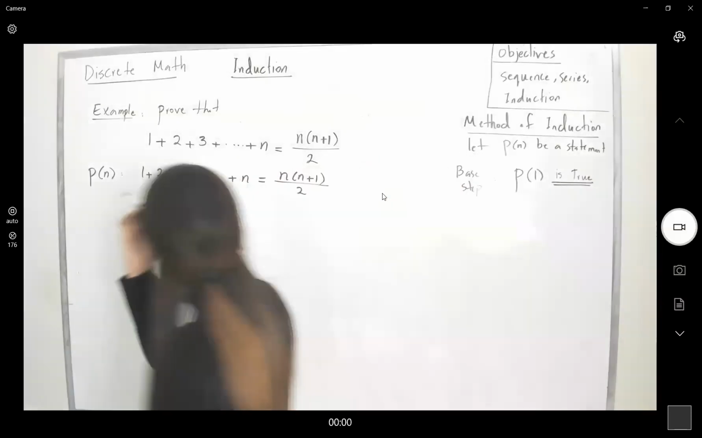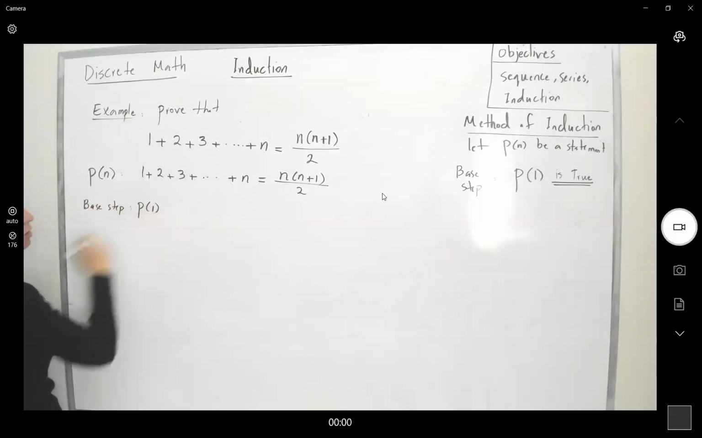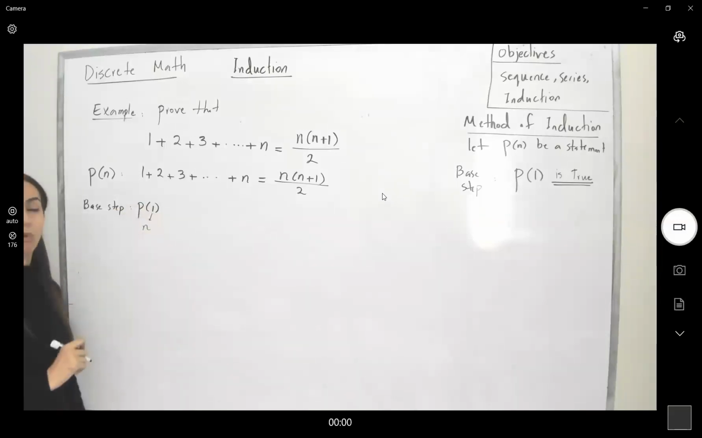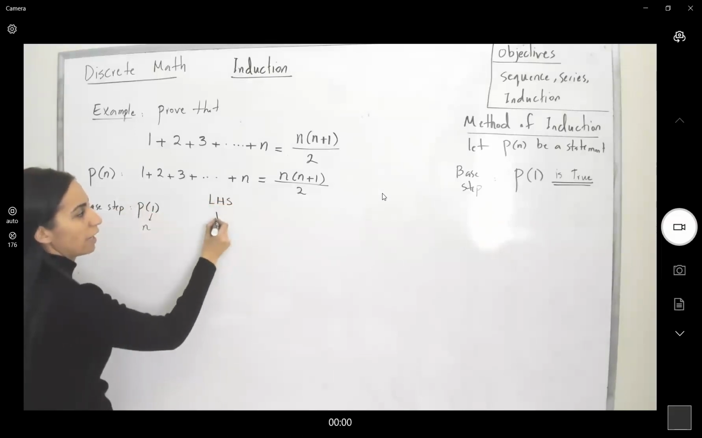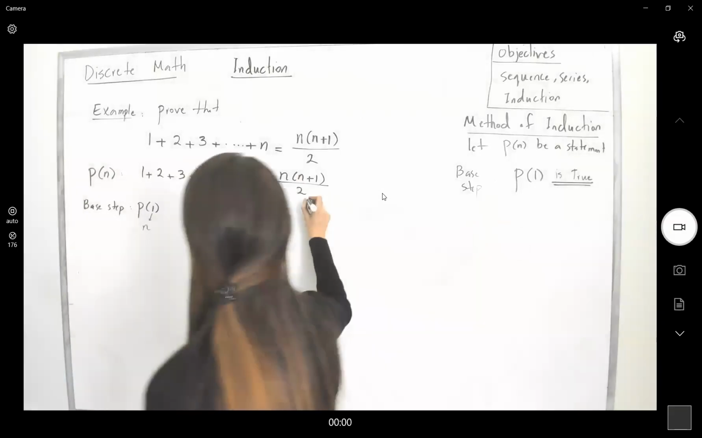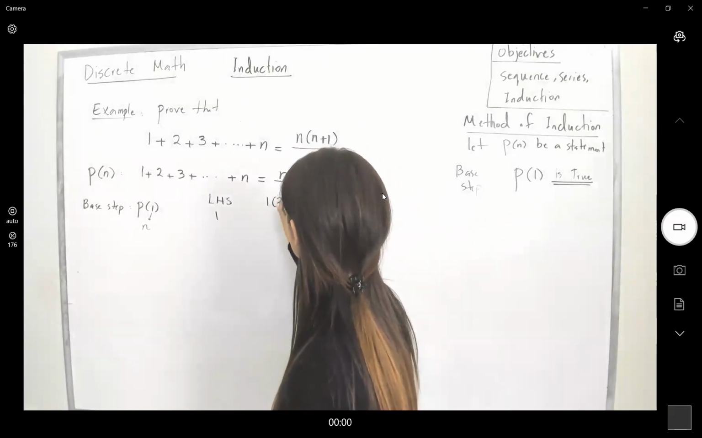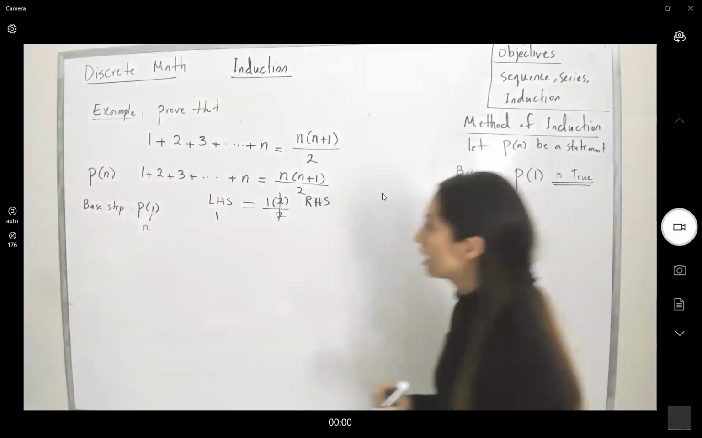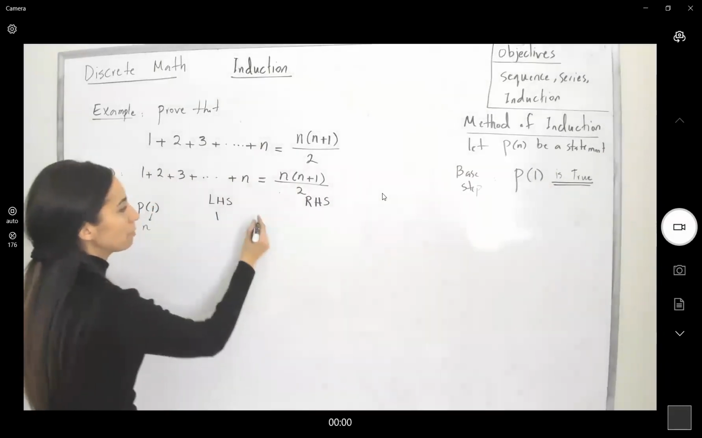So let's check whether P of 1 is true or not. You write base step, P of 1. What's the meaning of that? It means that wherever I have n, it is equal to 1. On the left hand side, I have 1. On the right hand side, I have 1 times 2 divided by 2, which is equal to 1. So the left hand side and right hand side are equal to each other, and you say that the base step is true.